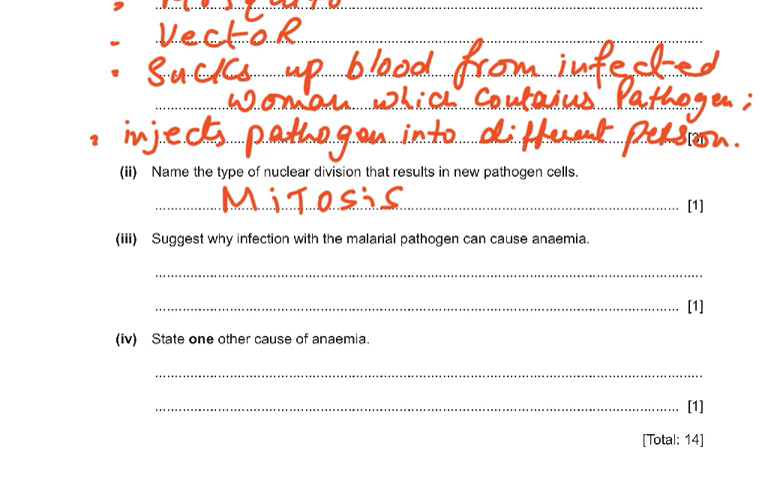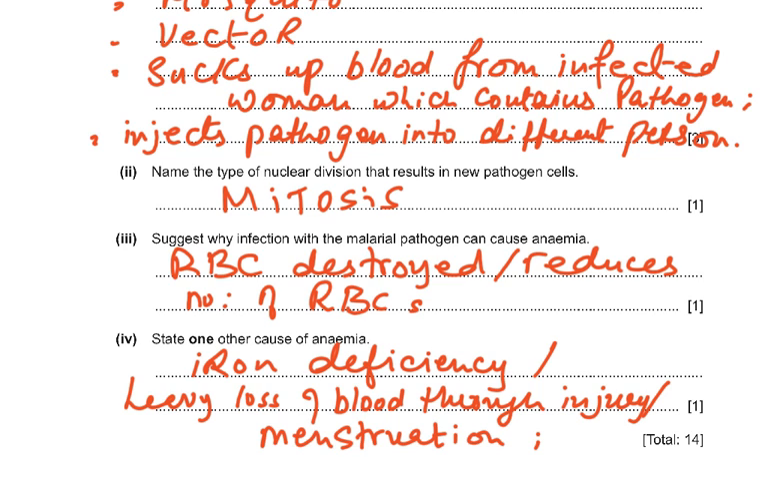Suggest why infection with a malarial pathogen can cause anemia. Why? Because red blood cells are destroyed, so it reduces the number of red blood cells. Then state one other cause of anemia. There's iron deficiency anemia. If you don't take enough iron in your diet, or there is heavy loss of blood through injury, or if it's a woman and she is menstruating a lot and there's a lot of loss of blood every month, that can cause anemia as well. So the type of nuclear division is mitosis, infection causes anemia because red blood cells are destroyed, reducing their number, and another cause of anemia is iron deficiency or heavy loss of blood through injury or menstruation. Any one of these, because this is only for 1 mark.